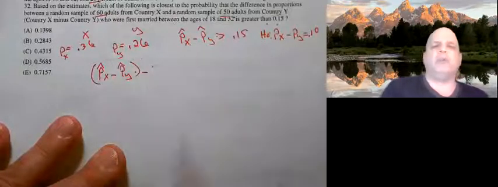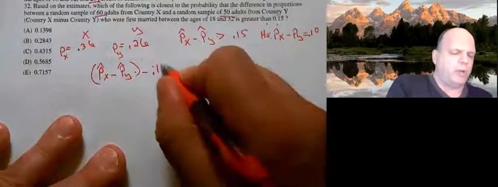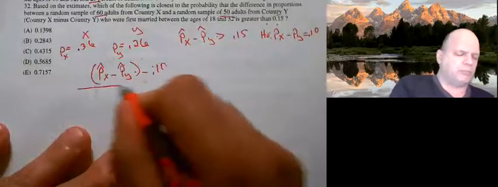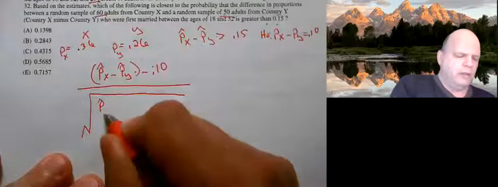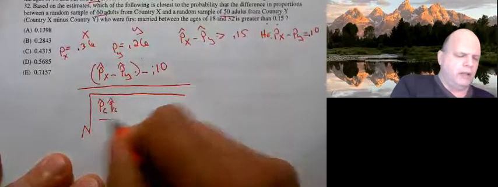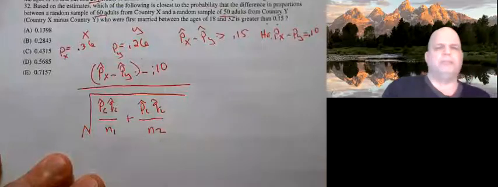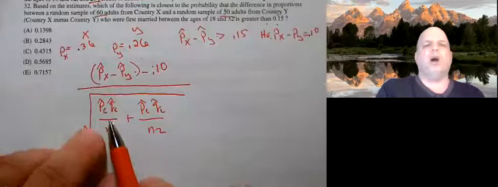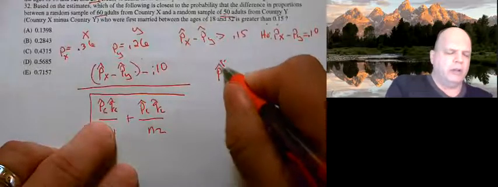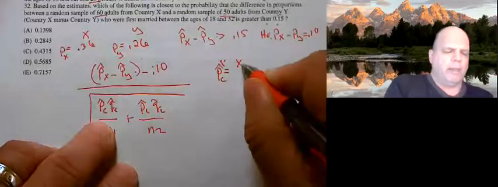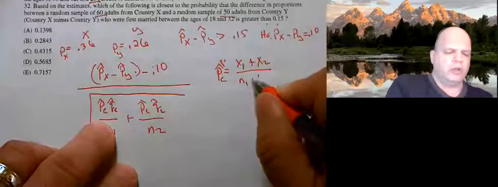Minus, normally it's a 0, so we don't ever include it because we've normally had a 0 there, but here we don't. Here we have a 0.10. That's our difference. Over P hat combined, Q hat combined, over N1 plus P hat combined, Q hat combined, over N2. Well, remember, the combined ones we have to pool. So, which means we're going to have P hat combined equals X1 plus X2 over N1 plus N2.